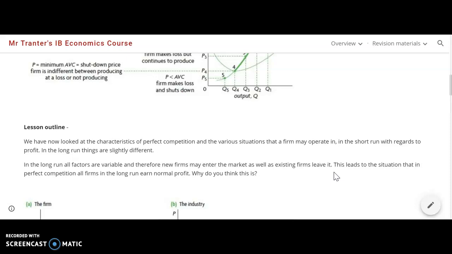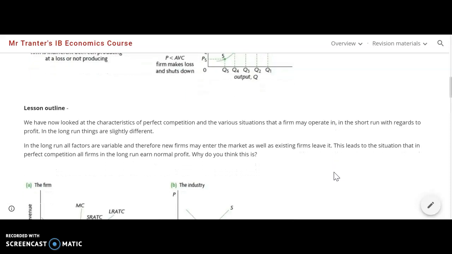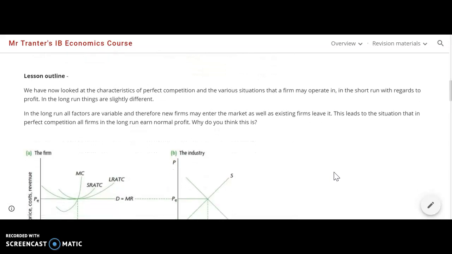What about in the long run? Now remember, one of the key characteristics that we talked about is that in the long run, all factors are variable. We know that in perfect competition, any firm may enter or leave the market with no costs, and that factors of production are completely mobile and therefore will move between different businesses or different industries easily. All this means that in perfect competition, firms in the long run can only earn normal profit. It is not possible to make abnormal profit or a loss in the long run. You would only make normal profit.